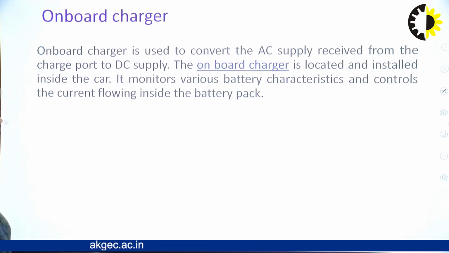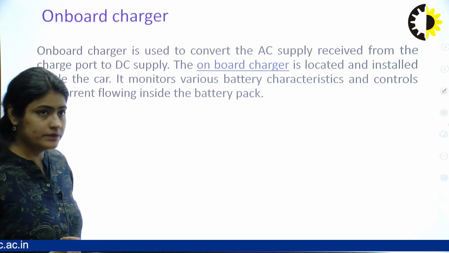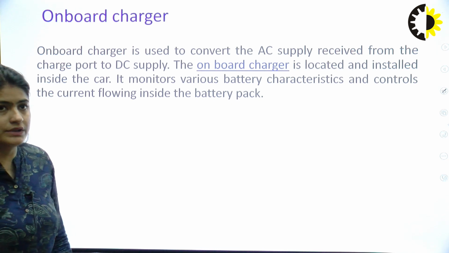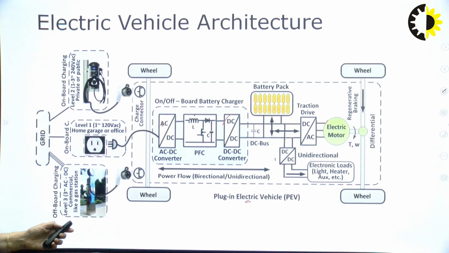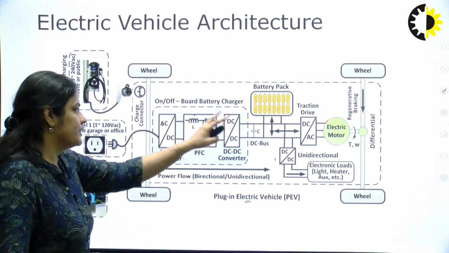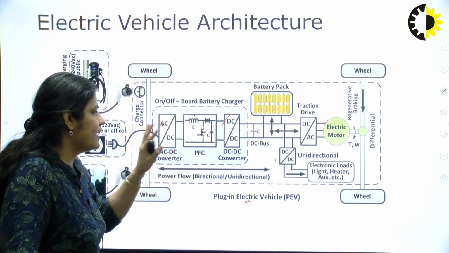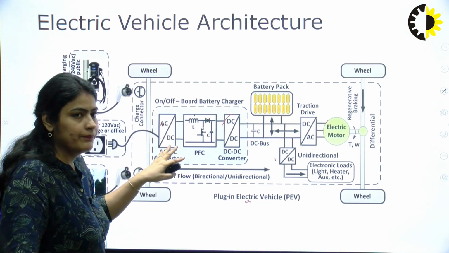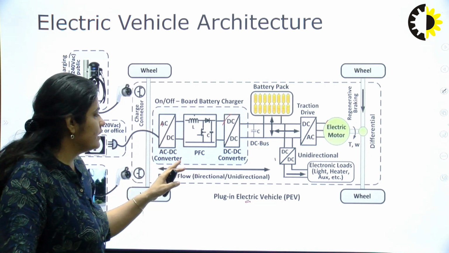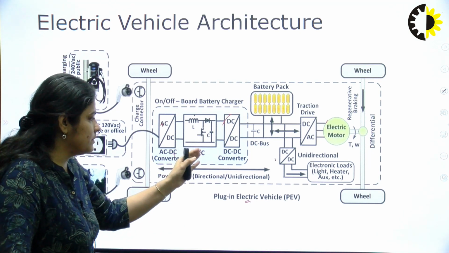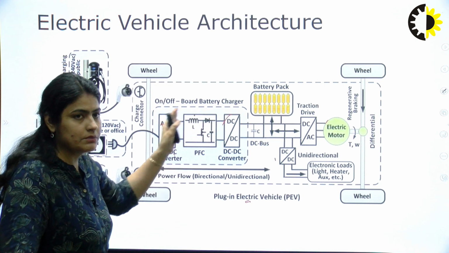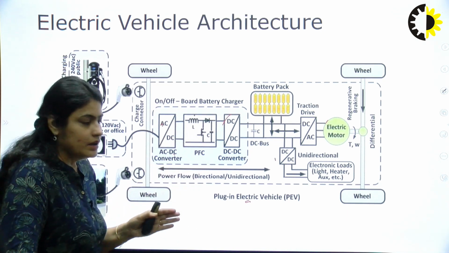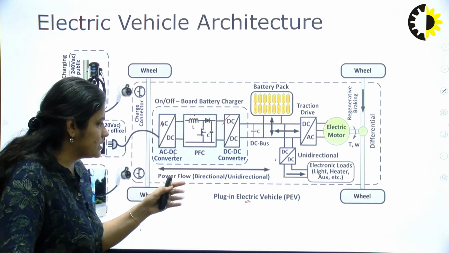So the onboard charger is used to convert the AC supply received from the grid or the charging port to the DC supply, right? As here, if you see in the architecture, this is the onboard charger, right? So the onboard charger carries the AC to DC converter, and the AC supply is coming from the grid, and then the filter, and that DC to DC converter. So it's a charger actually, right?